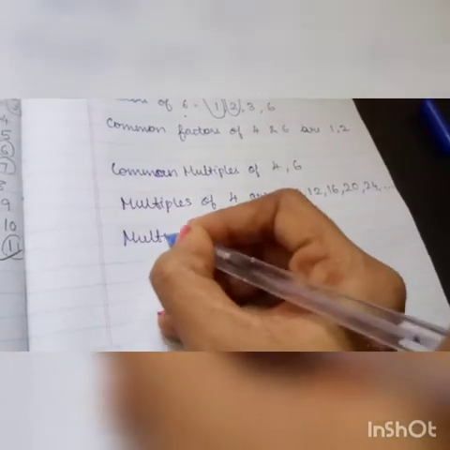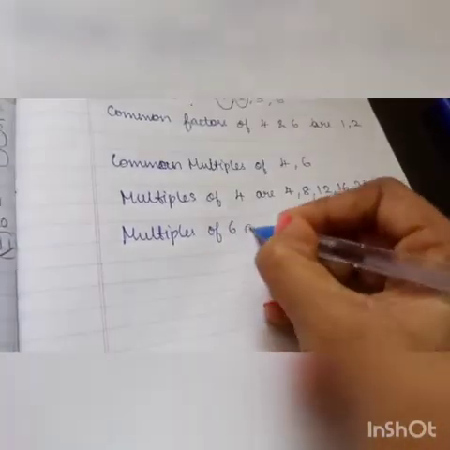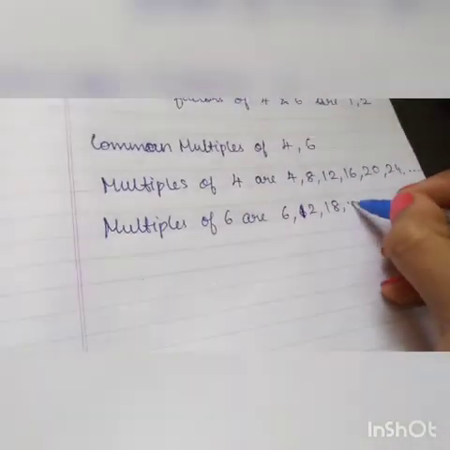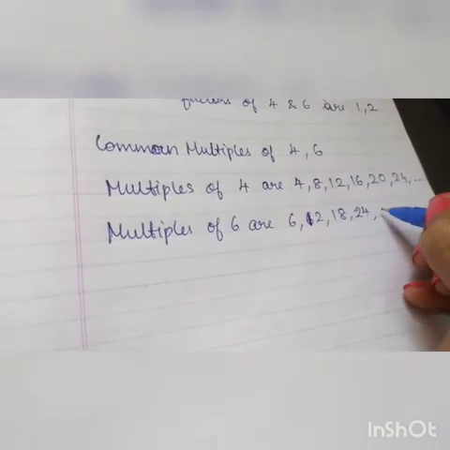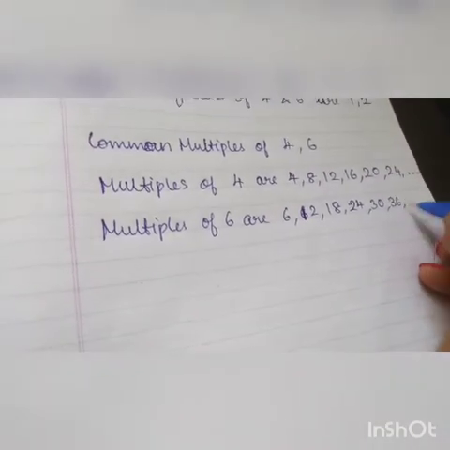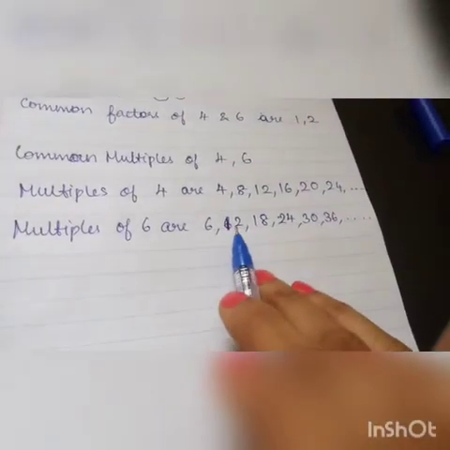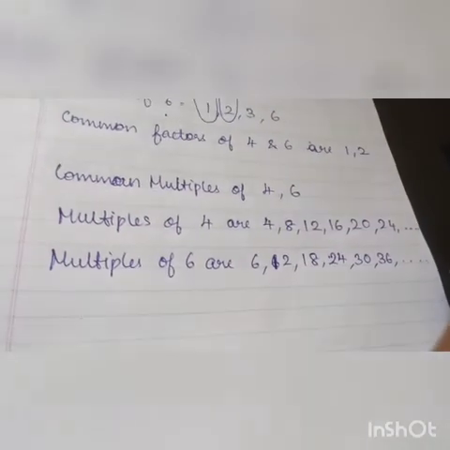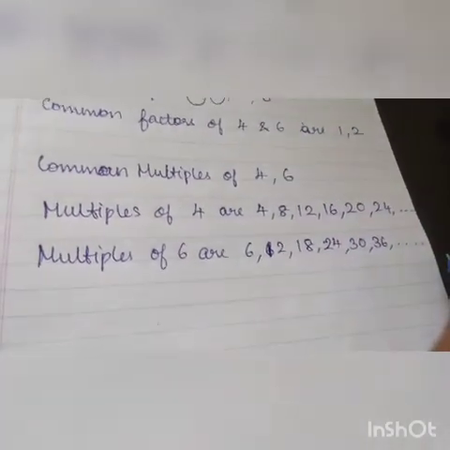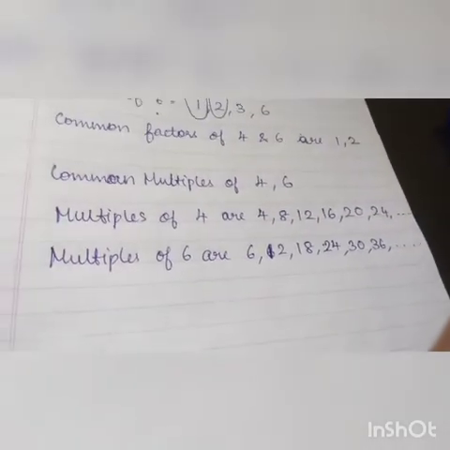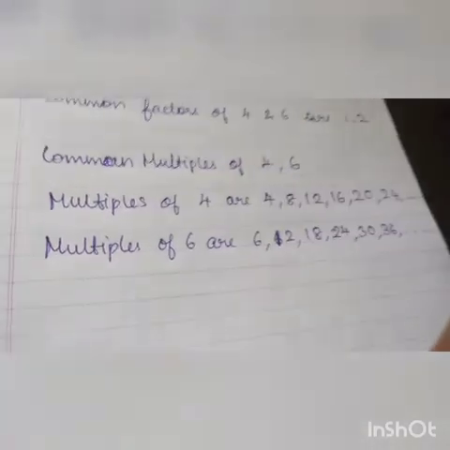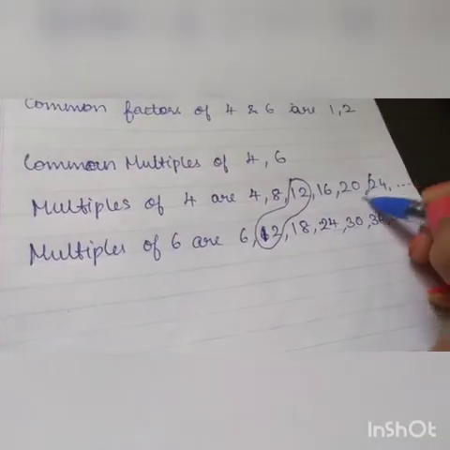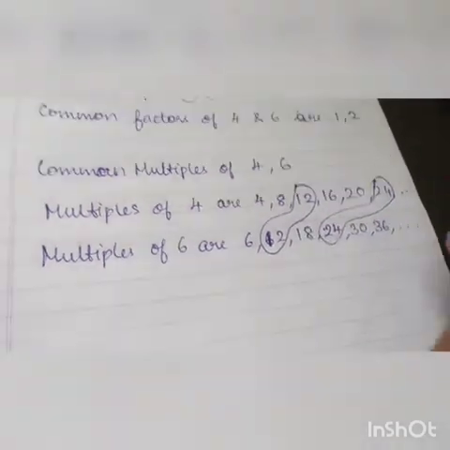Next. Multiples of 6 are: 6 ones are 6, 6 twos are 12, 6 threes are 18, 6 fours are 24, 6 fives are 30, 6 sixes are 36, etc. Then I have written the multiples of 6. That also ends with etc., because multiples are infinite. That you know, right? Now, what are the common multiples of 4 and 6? 12, yes. Next, 24. Other than this you will also have more.